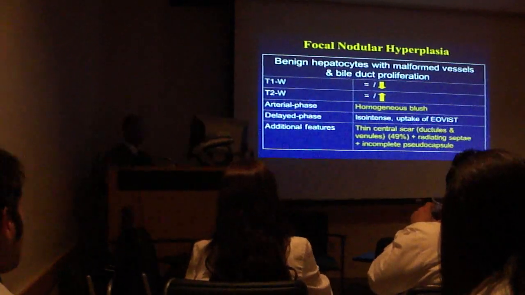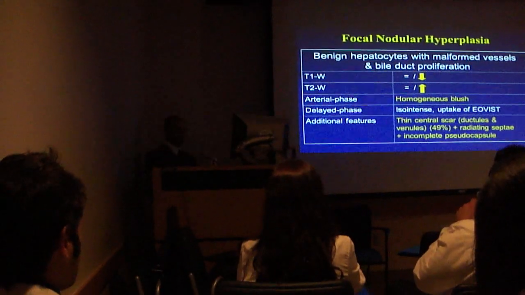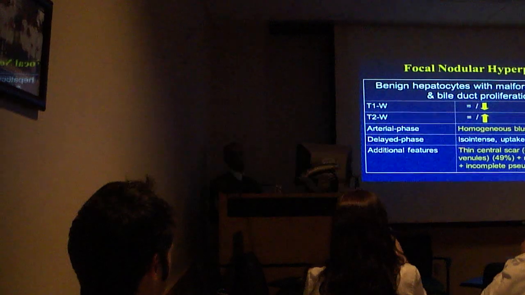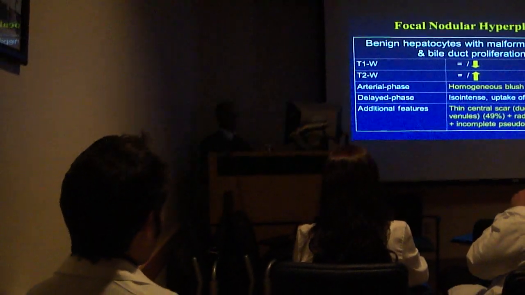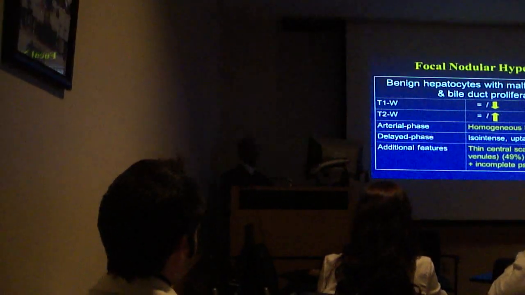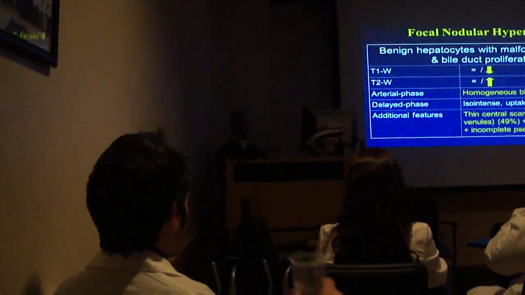Additional features are a thin central scar, as I said, with ductules and venules seen in up to half of these lesions, plus radiating septae, and it may even have an incomplete pseudocapsule.